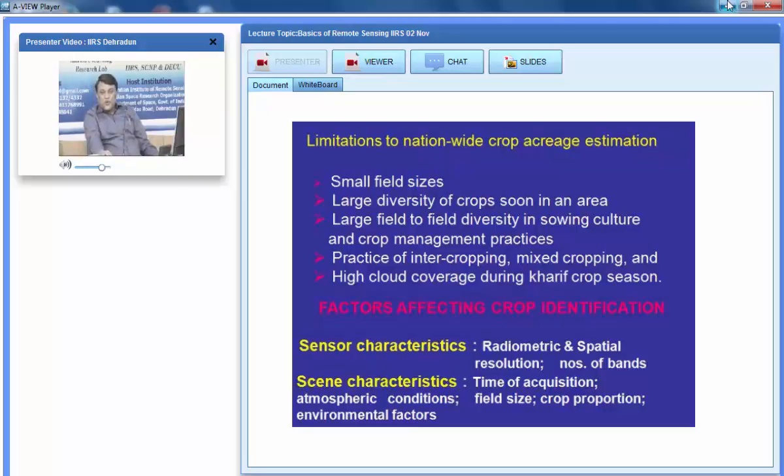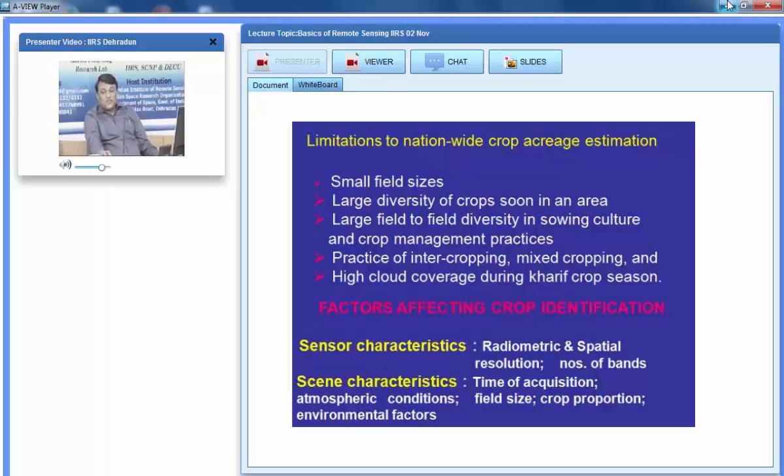Large field to field diversity in sowing culture. In India, the sowing time window varies a lot. For a particular crop like wheat in Haryana and Punjab, it is even 30 days. But in some other regions, it may go up to even 45 to 60 days from the first sowing of the first wheat crop to the last end of sowing in a particular region. It may take 45 days.